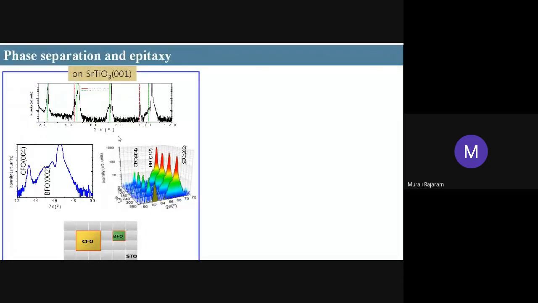So this is the phi-scan X-ray plot where you see this is the perovskite, and then this is the spinel, and which tells that these two materials grow in a cube-on-cube growth. It grows like this. Okay, cube-on-cube.